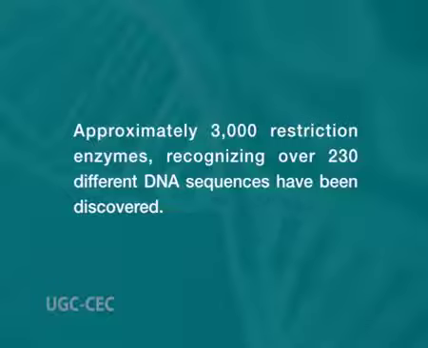Restriction enzymes recognize short DNA sequences and cleave double-stranded DNA at specific sites within or adjacent to these sequences. Approximately 3,000 restriction enzymes recognizing over 230 different DNA sequences have been discovered. They have been found mostly in bacteria but have been isolated from viruses, archaea, and eukaryotes. It has been estimated that 25% of all bacteria contain at least one restriction enzyme, and as many as 7 have been found in a single species.